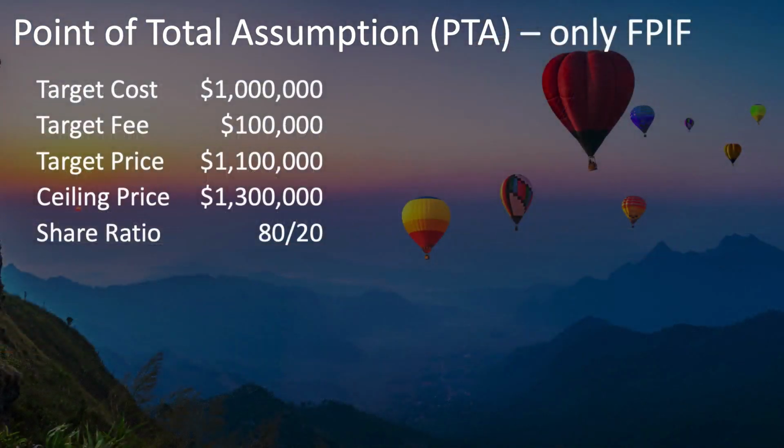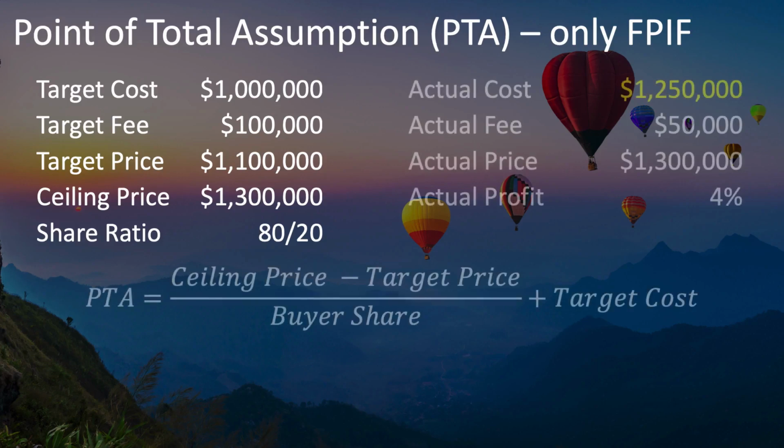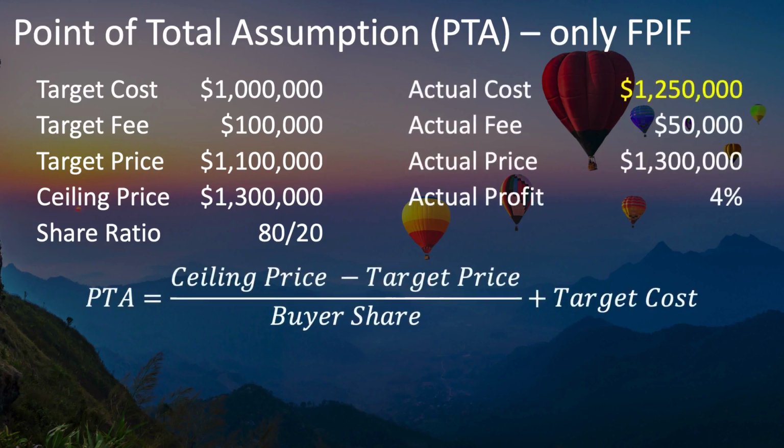Here's our familiar example of a fixed price incentive fee contract with all the same contract terms. Let's take a look at the formula. At the top, you have ceiling price minus target price. Why? Because this is the range of sharing cost overruns. The buyer has agreed to share cost overruns over the target price up until the ceiling price.